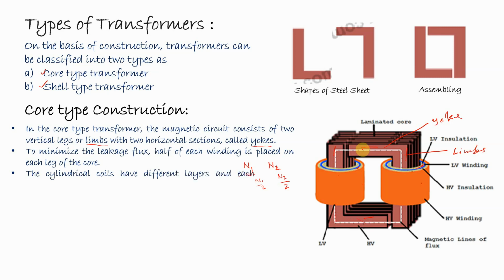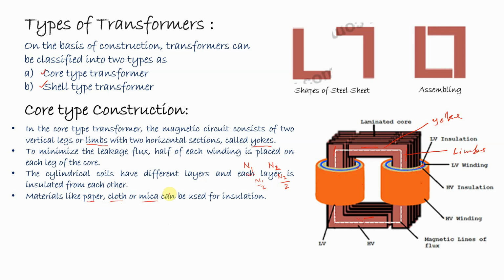Here, the cylindrical coils have different layers, and each layer is insulated from each other. That we have already mentioned. The coils or the windings are placed in cylindrical shape, and in between cylinders there should be some insulation. Materials like paper, cloth or mica are basically used as the insulation. Depending upon the rating of the transformer, these insulations are used. For low rating transformers, normally paper or cloth is used, and for high rating, mica is basically used as the insulation.